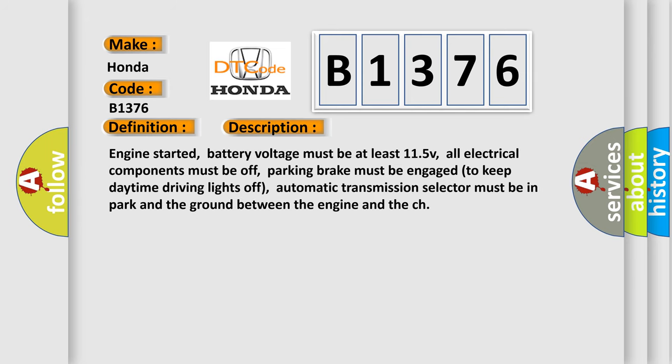And now this is a short description of this DTC code. Engine started, battery voltage must be at least 11.5 V, all electrical components must be off, parking brake must be engaged, daytime running lights must be off, automatic transmission selector must be in park, and the ground between the engine and the chassis.